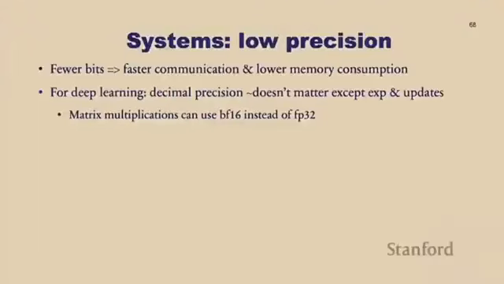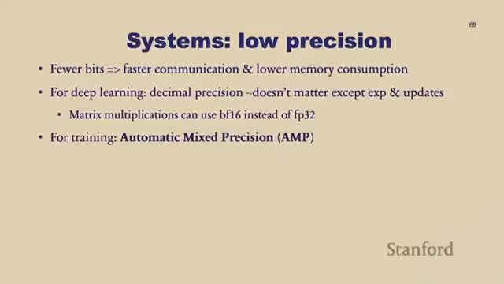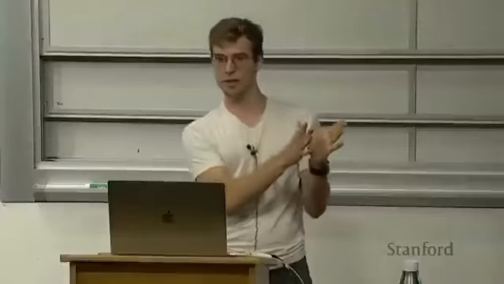So basically, instead of using 32 bits per float, which is what people used to use, or 64, which is what you would use in other domains, you use 16 bits for matrix multiplication. So for every float, you use 16 bits. And for training, you have what we call automatic mixed precision, which is that some of the things are in 32 bits, others are in 16 bits.